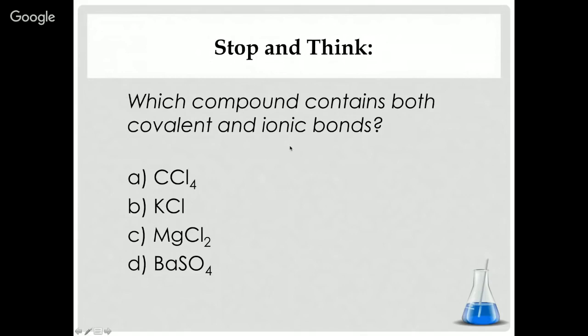Okay, so the correct answer is going to be choice D, which is barium sulfate. And the reason why is the SO4 is on table E. So what's holding the sulfur and the oxygen together? That is a covalent bond. And then barium and the sulfate ion come together to form an ionic substance.